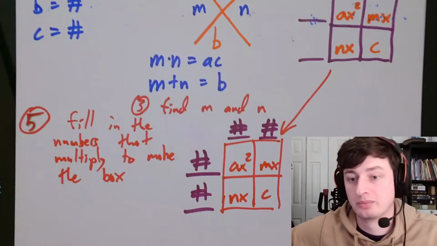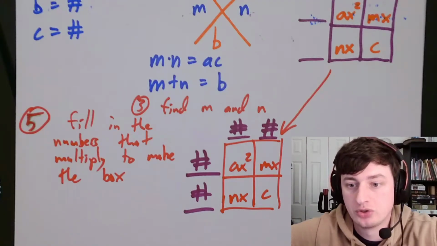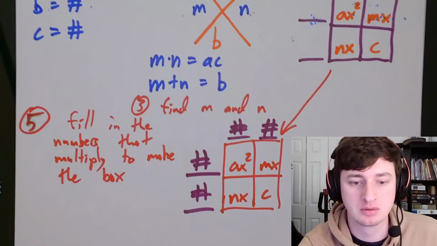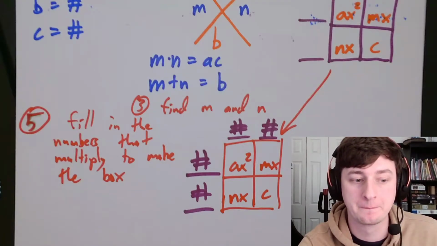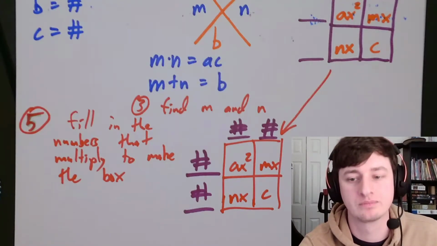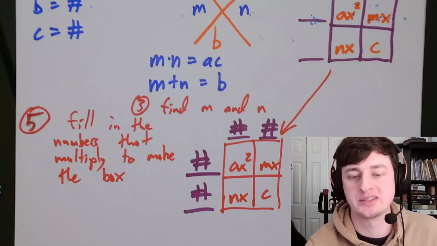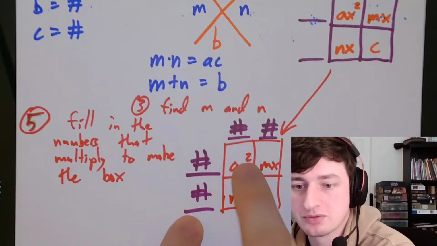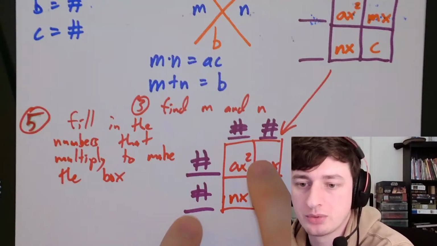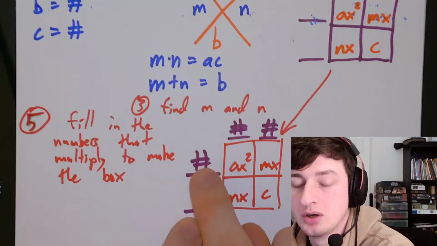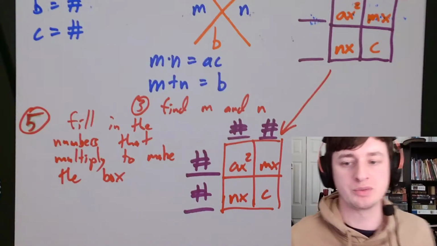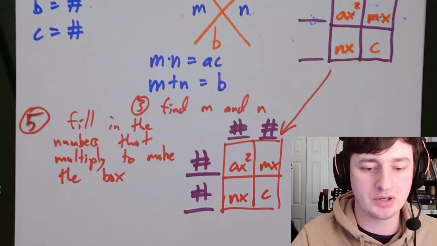Those are our steps. So we're going to do a bunch of examples now. We've got 30 minutes. We're just going to do it a bunch of times. Fill in the numbers that multiply to make the box. On Monday, we knew these outside numbers. We multiplied them to find these things inside. Now we're doing the opposite. We're taking these things inside and deducing what these two numbers have to be to multiply to make this. We'll do some examples. It'll make more sense when we have actual numbers there.